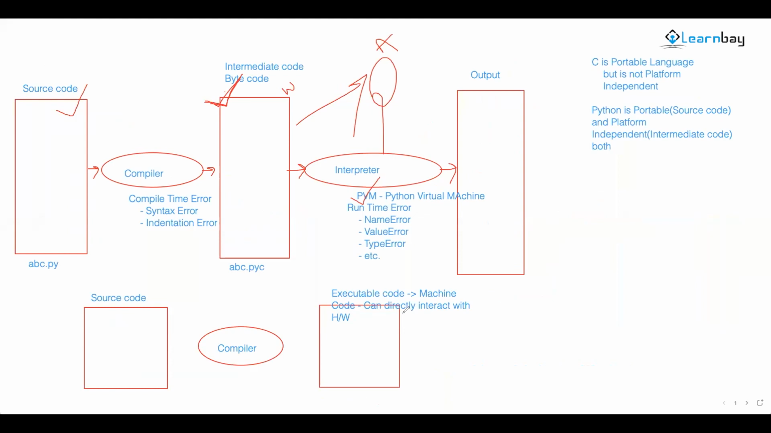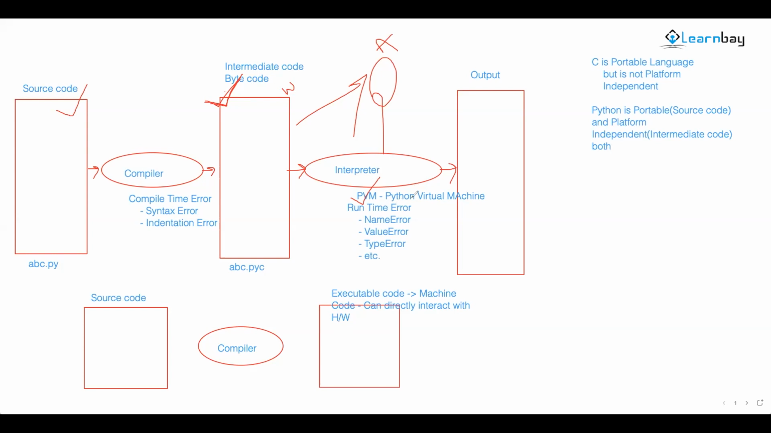Fine. So when this is hardware dependent, it means it cannot run on another set of hardware, because this executable code which you have generated is specific to this set of hardware. It cannot run on another set of hardware. Clear? So it is not platform independent.